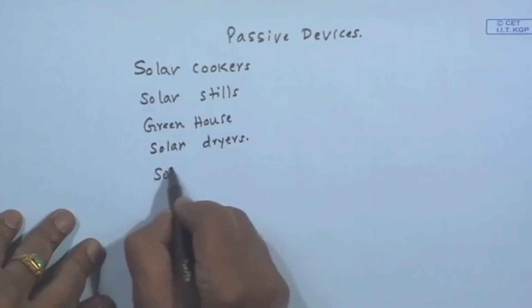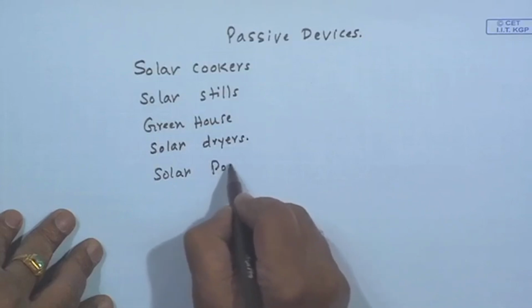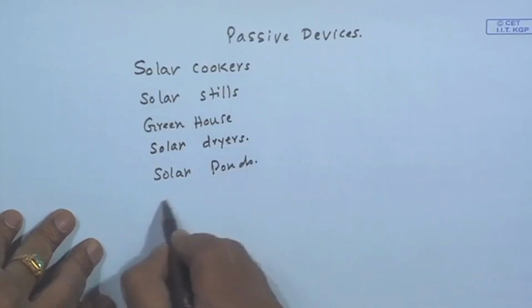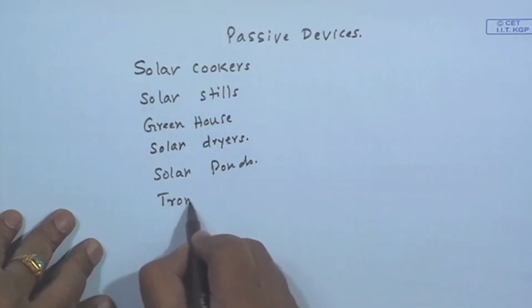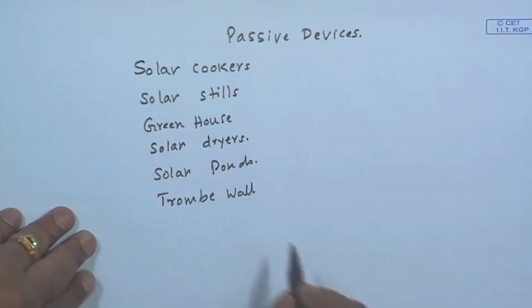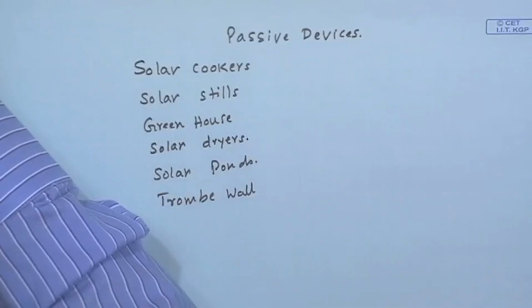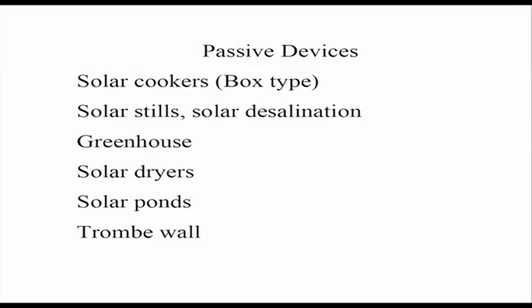Solar ponds, this is basically the concept of combining a collector and a storage device. And then a Trombe wall, it is basically a wall with an air gap through which air circulates, and during the daytime it picks up the heat and it warms the room inside, and a natural circulation loop is set up.